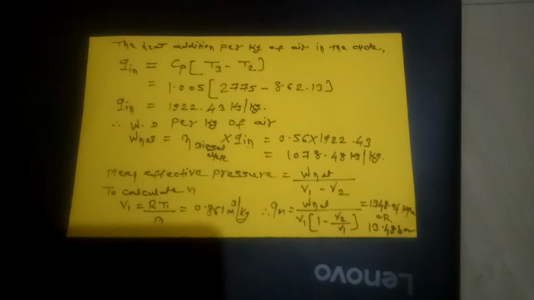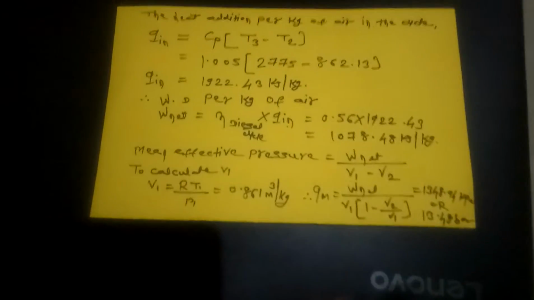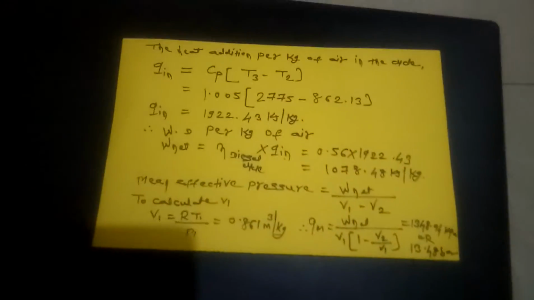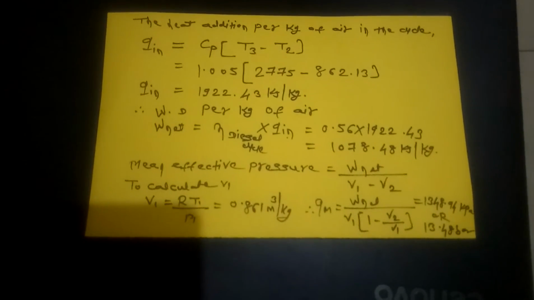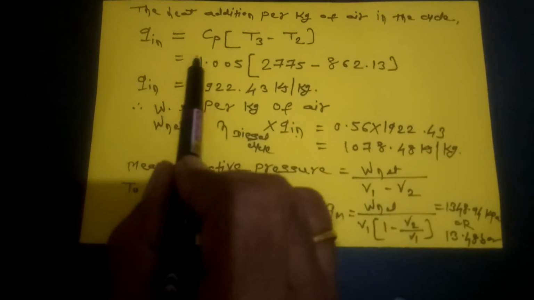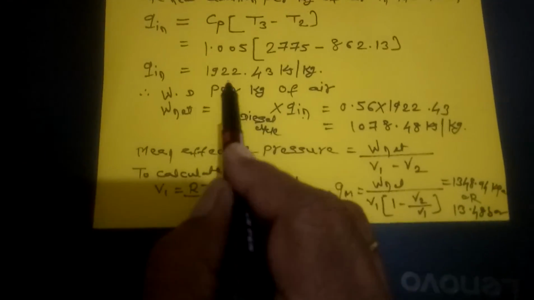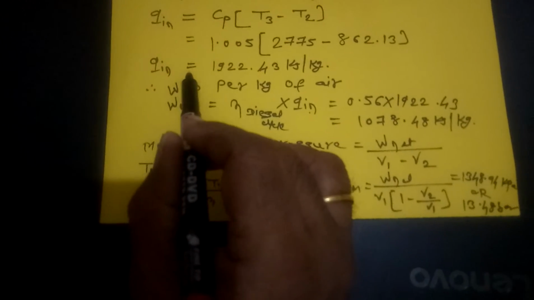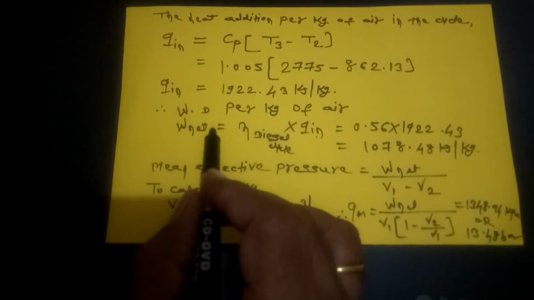Now we want to calculate the mean effective pressure and work done developed in the cycle. So how to calculate the mean effective pressure and work done? Let us calculate first heat addition, Q in, how much heat is added in the cycle. Q in can be calculated by using this formula, Cp in bracket T3 minus T2. So put all the known values in this equation. So Q in is 1922.43 kilojoule per kg.